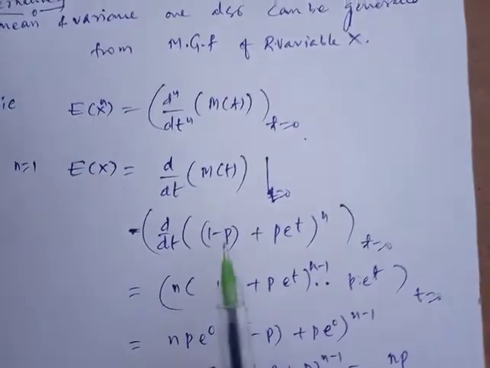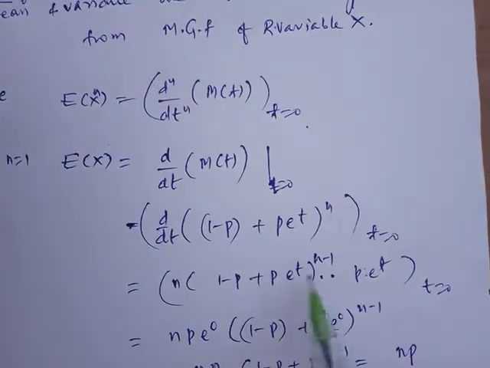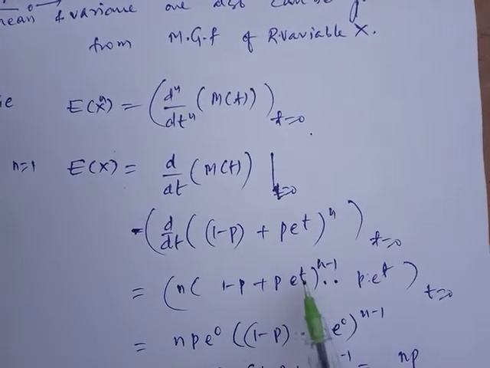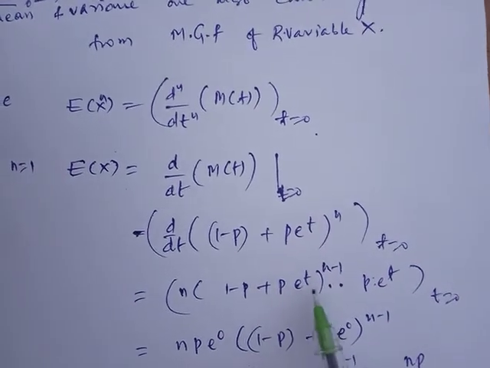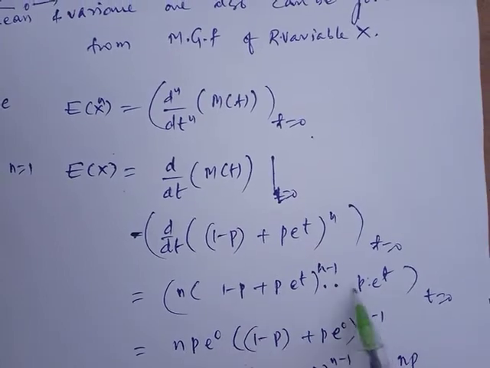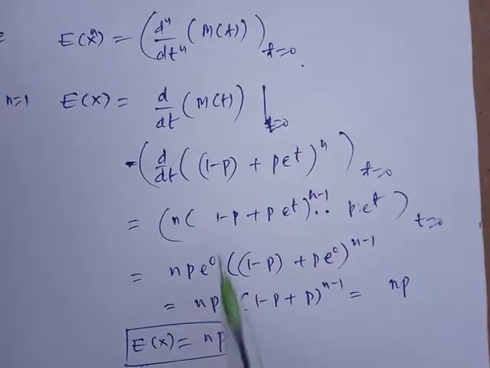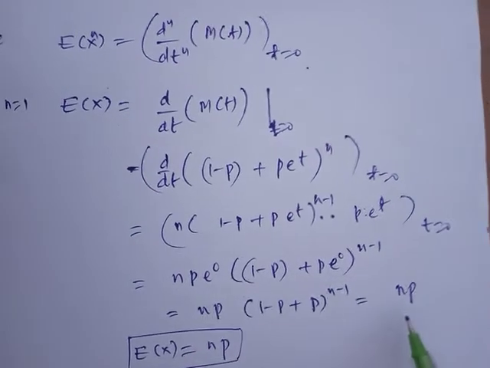So the derivative is n into the total term (q + p e^t)^(n-1), and e^t is again differentiated. The derivative of e^t is e^t, and its coefficient is p e^t. At t equal to 0, the total term is n into p. So I simplified the total; the value is equal to np.